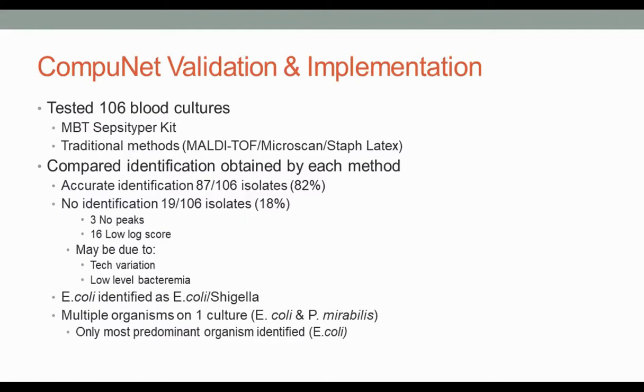3 of these organisms had no peaks, which indicates that there were no particles hitting the target plate, and 16 had low scores. The lack of identification may have been due to technologist technique or to low-level bacteremia. During our testing, we noticed that E. coli were identified as E. coli/Shigella. The protein structures of these 2 organisms are so similar that it's not possible to separate them using the MultiTOF. We also had one culture that contained 2 organisms, Escherichia coli and Pseudomonas aeruginosa. In this case, the most predominant organism, E. coli, was identified.